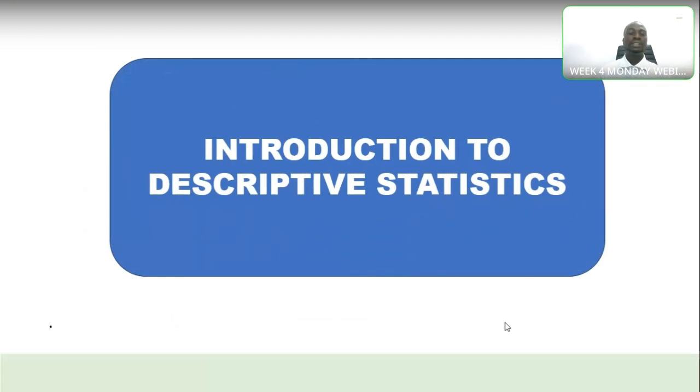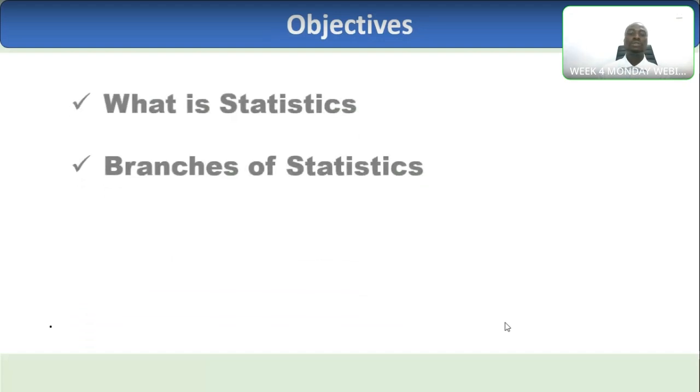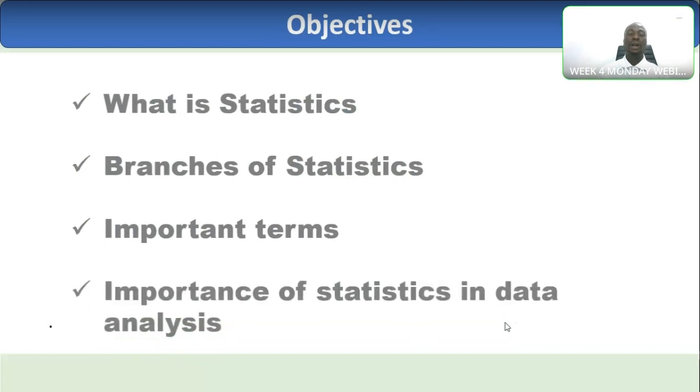Let's look at descriptive statistics as a whole. We are going to be looking at what statistic is. We look at the branches of statistics. We are going to be looking at some important terms that we need to understand when it comes to statistics. And then we are going to see how statistics is important to our data analysis process and decision making.